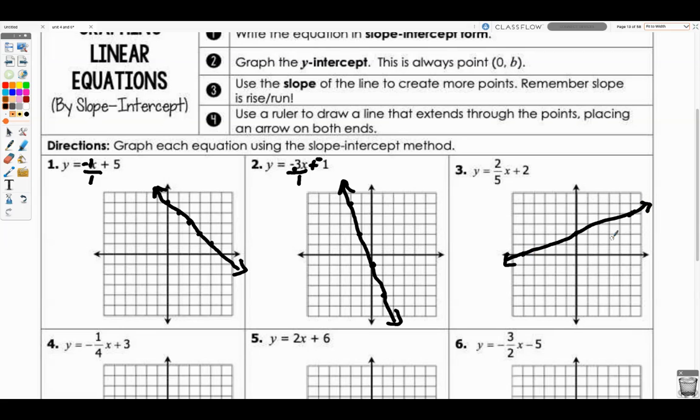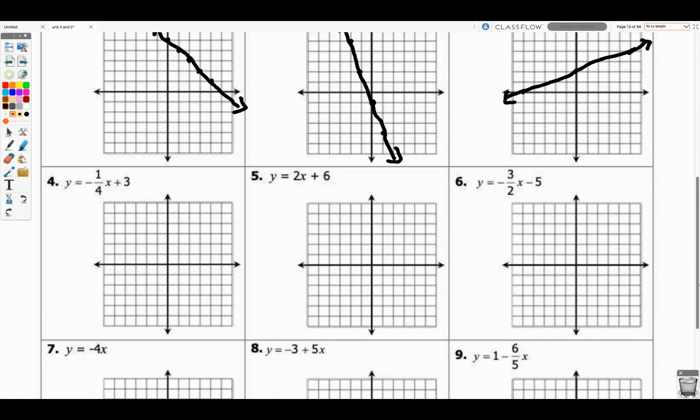Okay? Okay, so for 4, 5, and 6, you guys are going to just pick the correct graph. It's multiple choice. So if you guys could please do that for me, 4, 5, and 6.